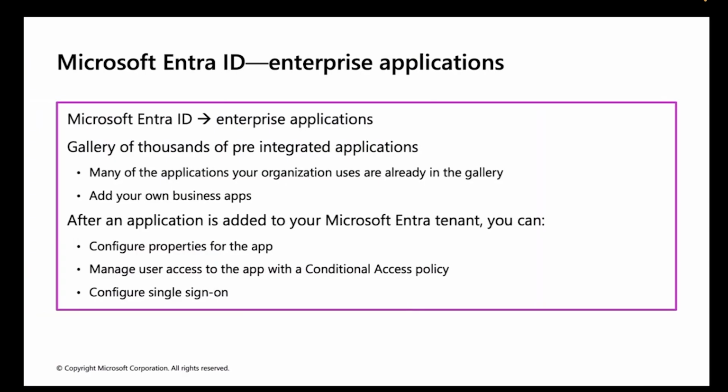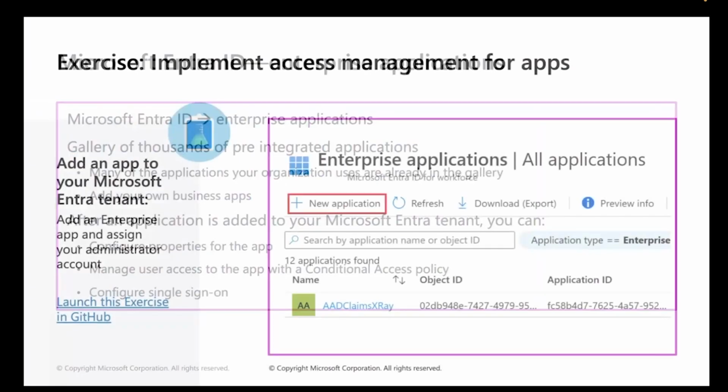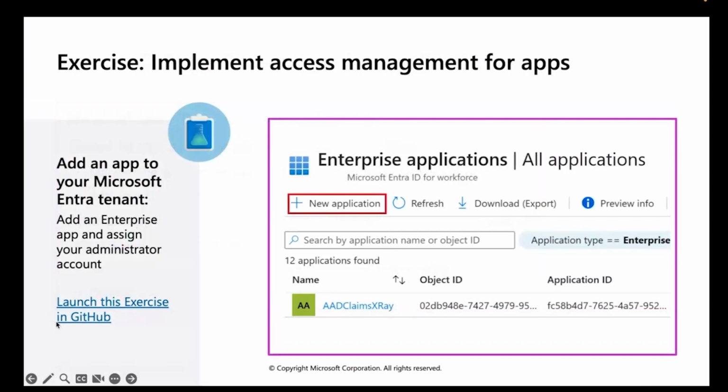Once it's added, you can configure the properties for the application and manage user access to the application with conditional access policy and single sign-on. So you can configure lots of different capabilities for the applications you are registering. Here we have a very good exercise in GitHub that you can access, and you can go for adding a new application. I would like to remind this again.